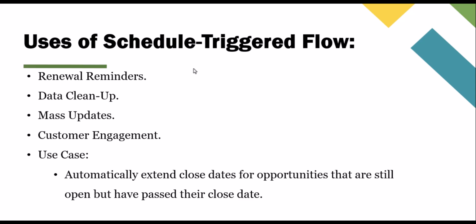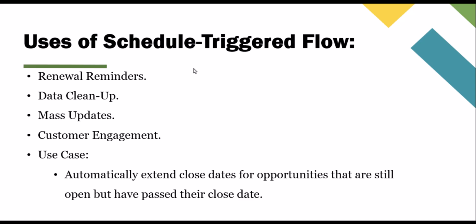For example, in the opportunity object, you have a number of records, and from all those records, there are some opportunities whose close date has passed, but those opportunity stages are still open. Now what is the use case? If the close date has passed, then we need to extend the close date for those opportunities.